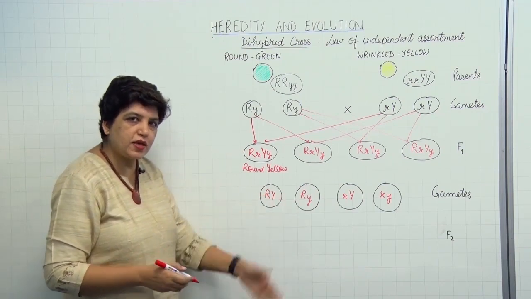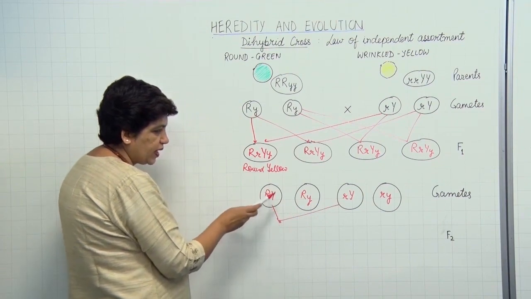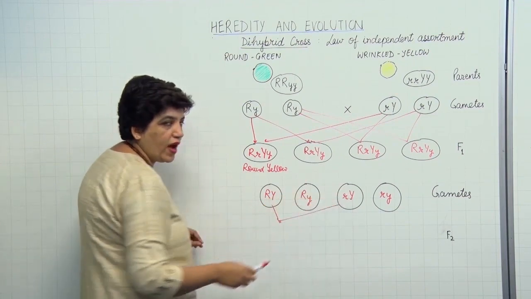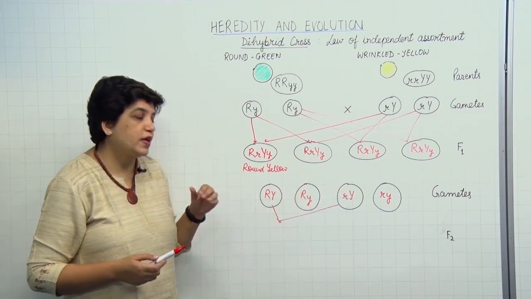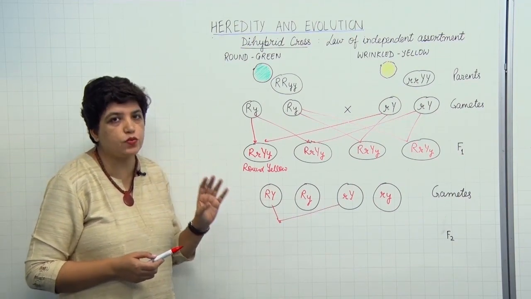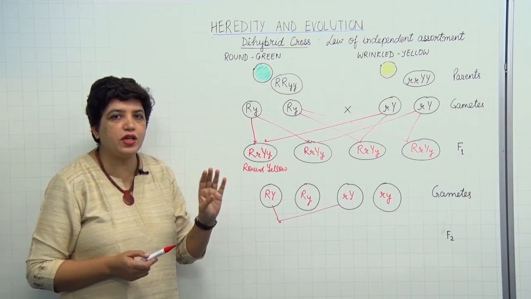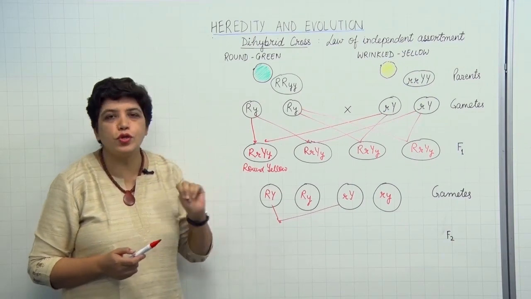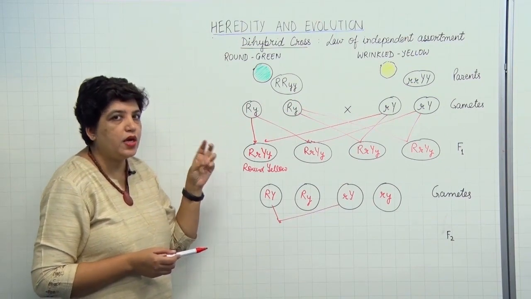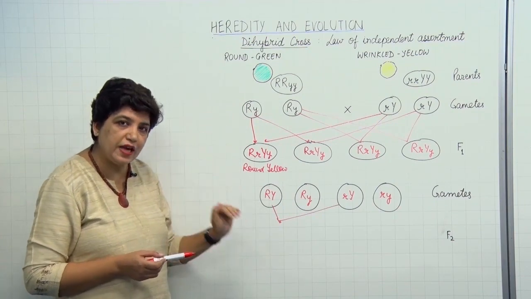Now, just try to do it yourself. If this fuses with this gamete, what will you observe? Capital R, small r, so it will be round. Capital Y, it will be yellow. We'll just discuss how 4 types of plants were observed. Although we took only 2 types of parents, in the F2 generation, Mendel found 4 types of plants. First, round and yellow, then wrinkled yellow, then round green and wrinkled green. So 4 types of seeds were observed in the F2 generation.